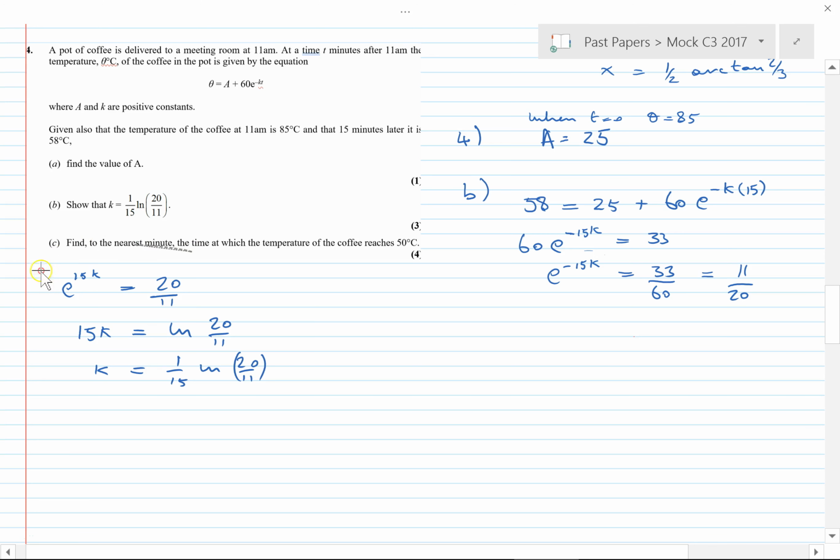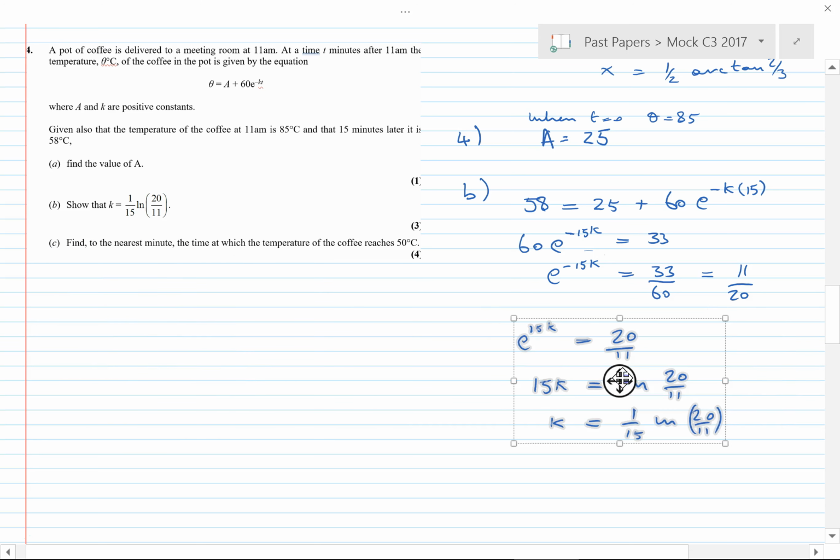I've stored it on the calculator, which basically means I can still write k in my working for the next bit without knowing that I actually know k. You'll see what I mean. It says, find the time it takes to reach 50 degrees C.